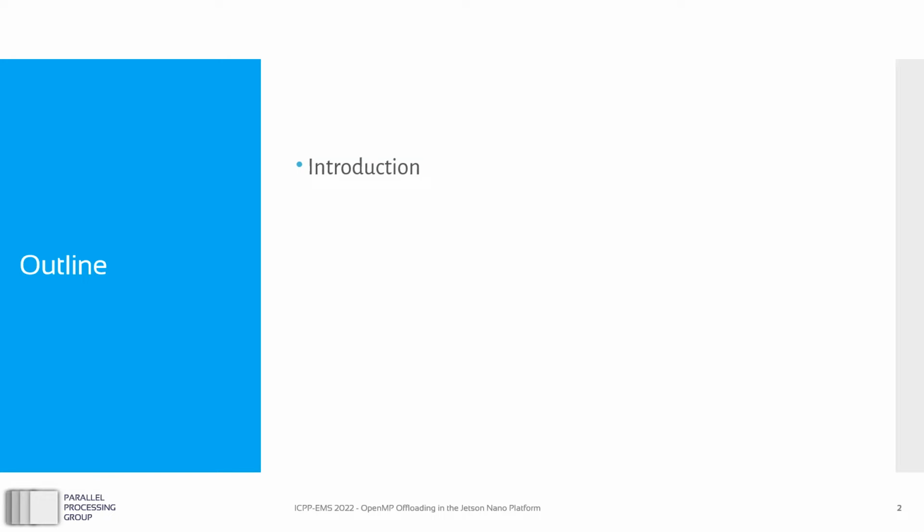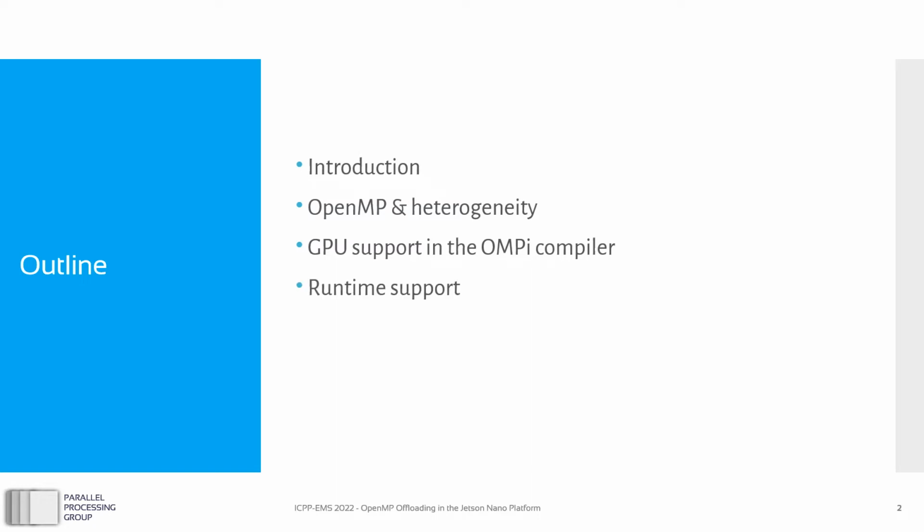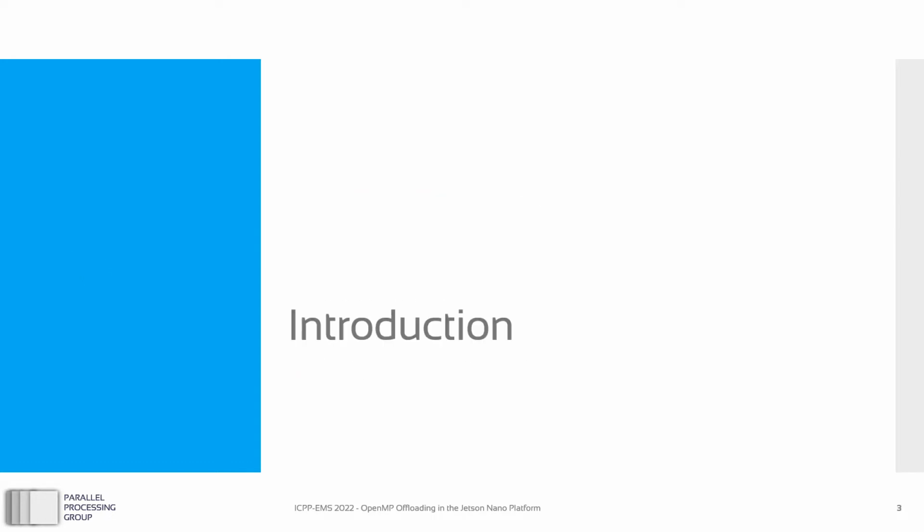The presentation begins with an introduction to the background of this work. Then we will talk about OpenMP and how its device model enables heterogeneous programming. In the third section, we present our extensions to the translator part of the OpenCompiler in order to support GPUs. And in the fourth section, we present the runtime extensions to the compiler. Finally, we provide some experimental results, as well as a summary of our work, and close this presentation with our plans for future work. So let's begin with the introduction.